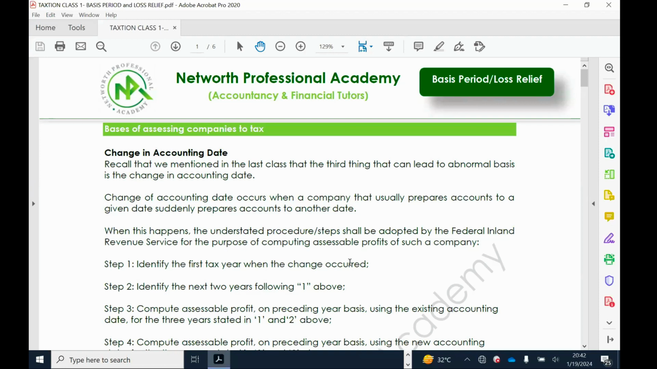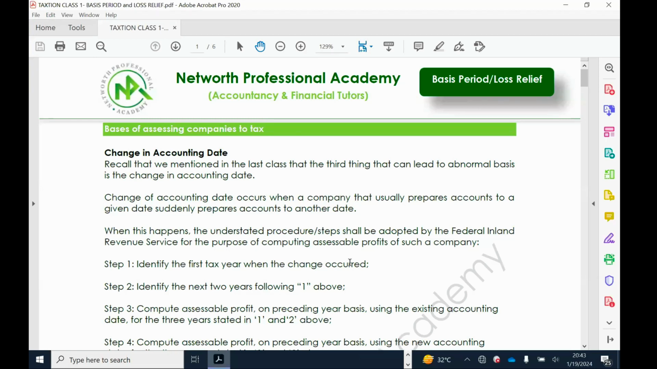In talking about normal basis and abnormal basis, we said the normal basis must, number one, have 12 months. Secondly, it must begin immediately after the previous one ends, that is, there won't be any gap in between. The third thing we said is that it must be on preceding year basis. Am I correct? Is that correct? Yes, sir.